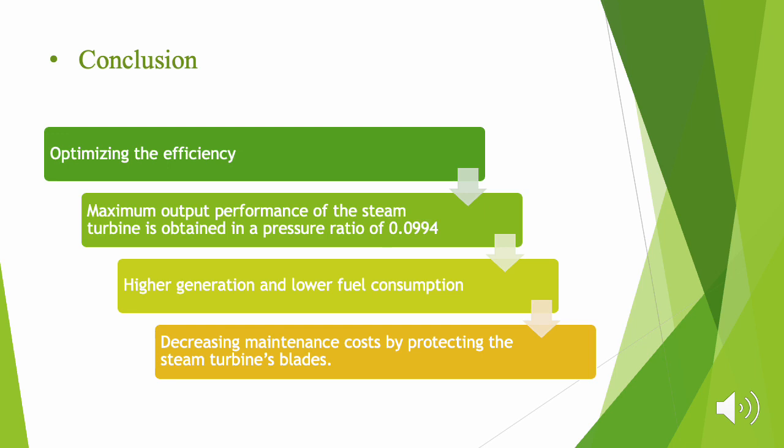0.0994. And in this situation, by choosing the best pressure ratio, we can have the best performance and the best efficiency. And we can have higher generation and lower fuel consumption. And also we can decrease the maintenance costs by protecting the steam turbine blades.